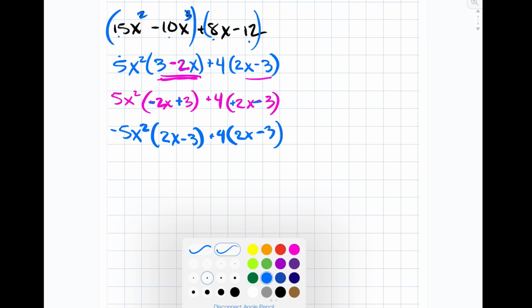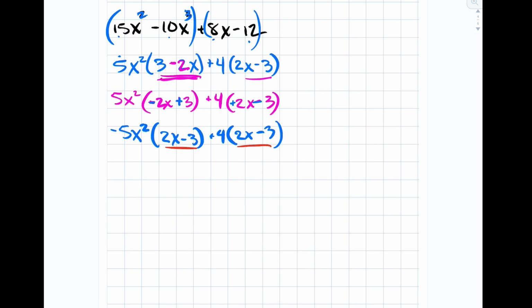All right, so let me come back and take a look at these. They are the same, right? 2x minus 3, 2x minus 3. So I can factor that out, and this is going to be 2x minus 3 parentheses, and then the second term will be negative 5x squared plus 4. And then sometimes you just want to look at it for a second and think, is there anything else I could factor out? There isn't. This is completely factored. Done.